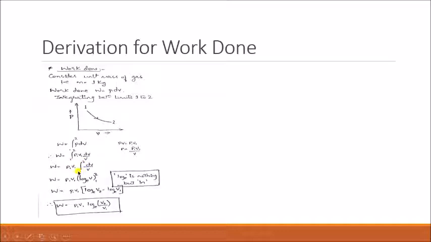So I'll just integrate dV by V using the limits 1 to 2. V is the only variable here. V can be V1, V2, V3, V4. Only V is variable, P1 V1 is constant, that's why I've taken that outside. The integration of 1 by V can be written as log of V, with the limits 1 to 2.